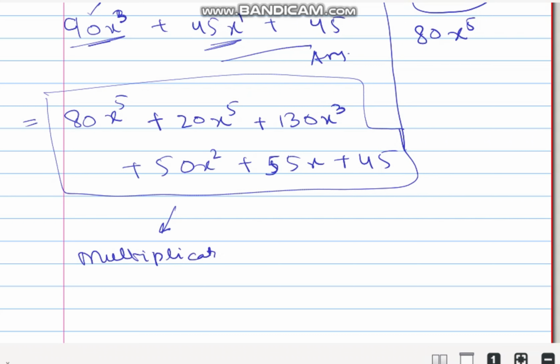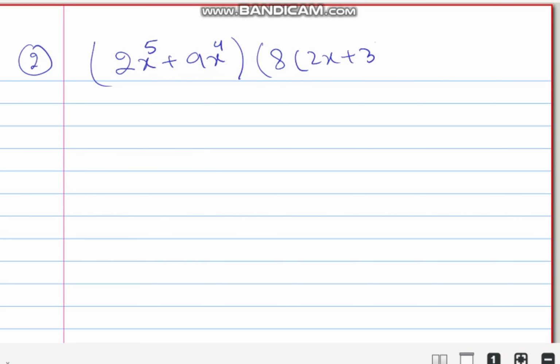Now I will write a question for you and you will just do this multiplication. Please be attentive, I am writing the question for you. This is number 2. Students, please be attentive. 2x power 5 plus 9x power 4 multiplied by 2x plus 3. Please solve this question quickly.